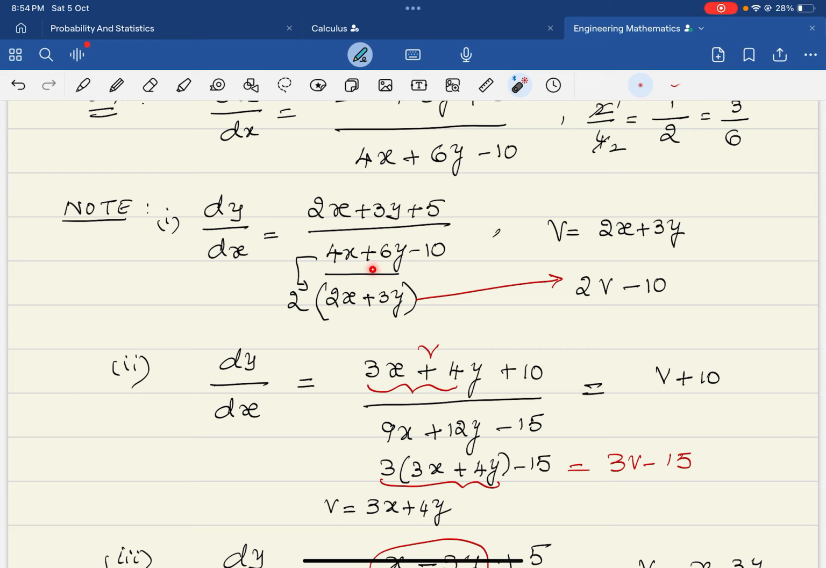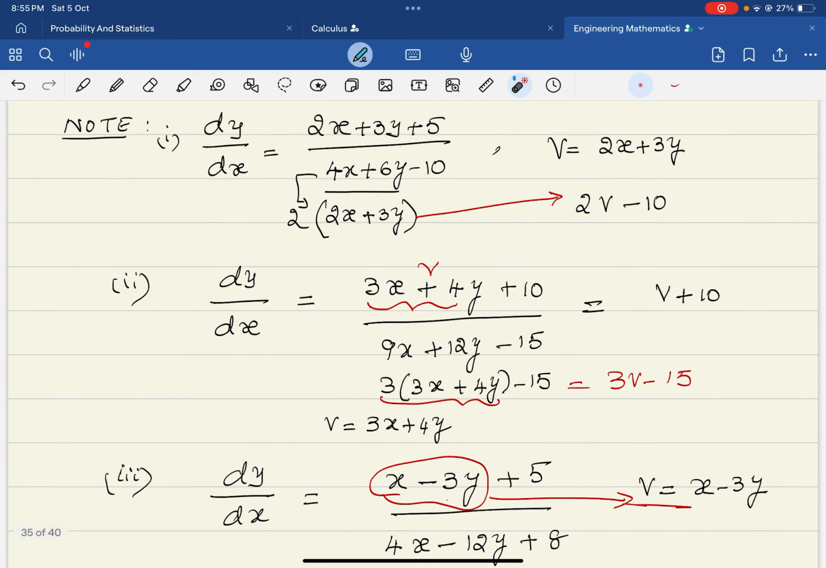Now, can you take any number which is common, so that you can write the denominator as a multiple of the numerator's expression? We have to cross-check like that. Here, if you observe, 2 is common. So 2x plus 3y times 2, and this common expression is present in the numerator also. Now our job is to make this the substitution. So what is your v? In the numerator it is v + 5, and in the denominator it is 2 times v minus 10, because we have taken 2x + 3y as v.